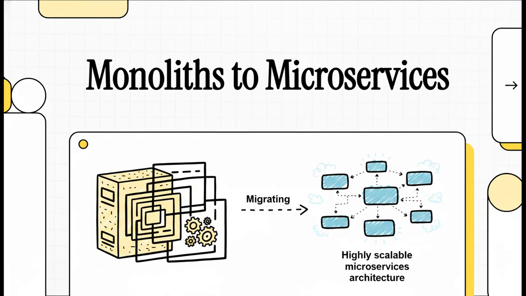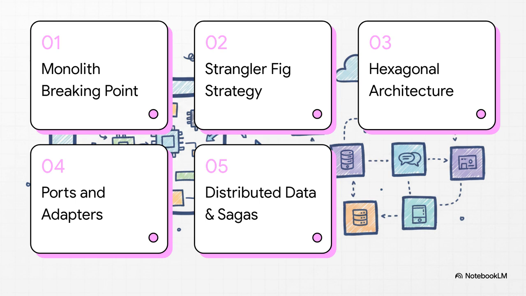Today, we're putting on our senior architect hats to tackle one of the most critical and honestly daunting engineering challenges out there, migrating a legacy system. We are going to dive deep into the mechanics of transitioning from a tightly bound, fragile monolith to a highly scalable, resilient microservices architecture. Here is our roadmap for today.